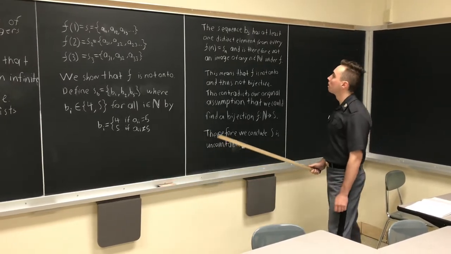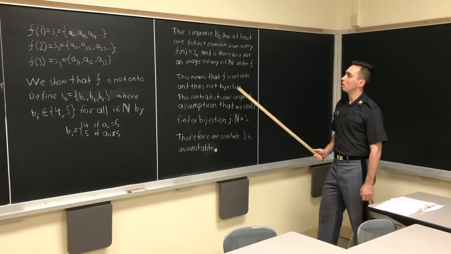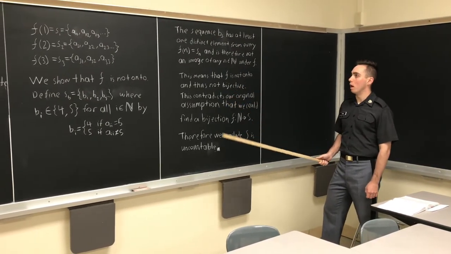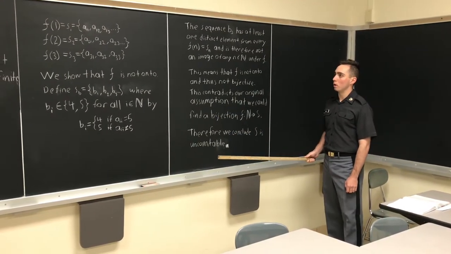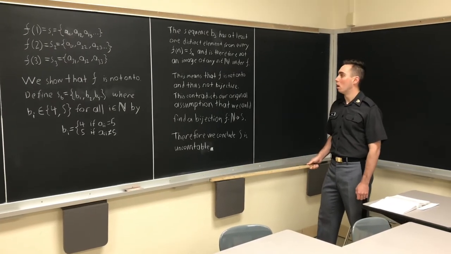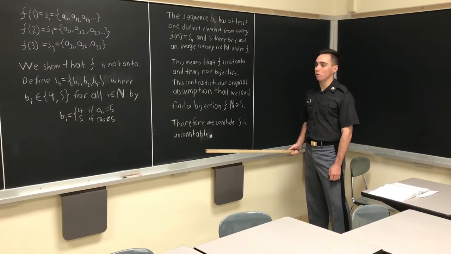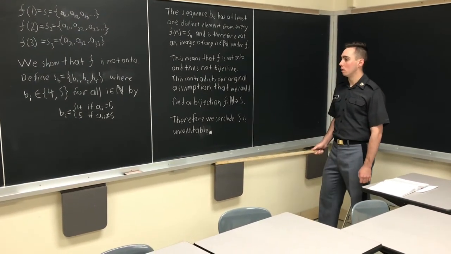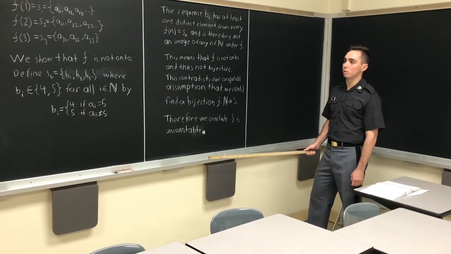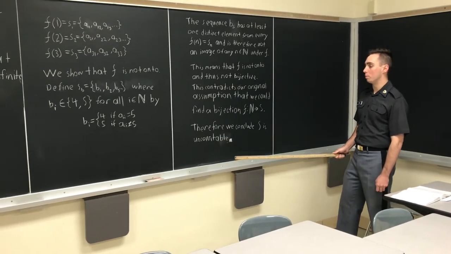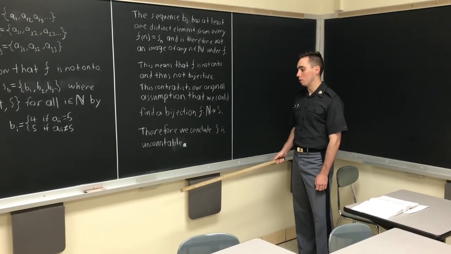And what that's going to do is give us a new sequence, s sub b, that has at least one distinct element from every sequence generated by our bijection, and therefore it's not an image of any natural number under our bijection f. This means that our function is not onto, and therefore cannot be bijective. This contradicts our original assumption that if the set S was countable, then we could find a bijection from the natural numbers to the set S, and therefore we conclude that S is uncountable.